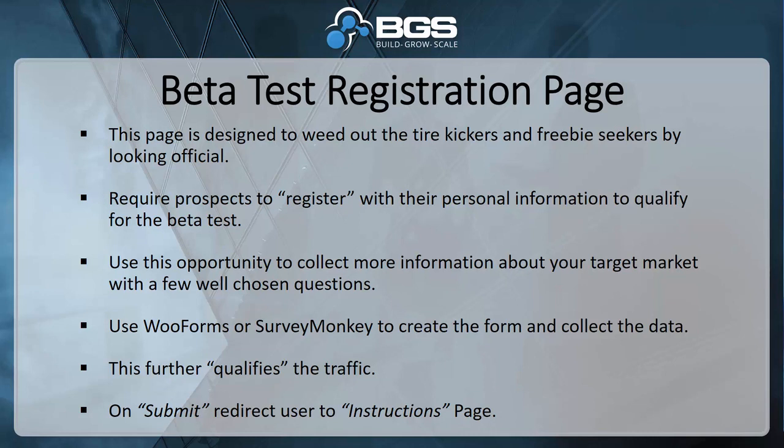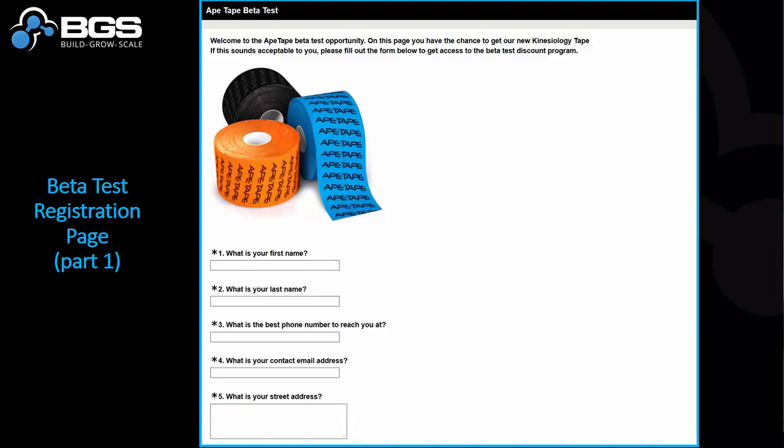On submit, when they click the button, you send them straight to the instructions page. Okay, so once they complete the form, and you make all the form fields required, they fill it out, they click submit, and then they immediately go to the instructions page where they can get access to the coupon code. So let's look at what this page looks like.